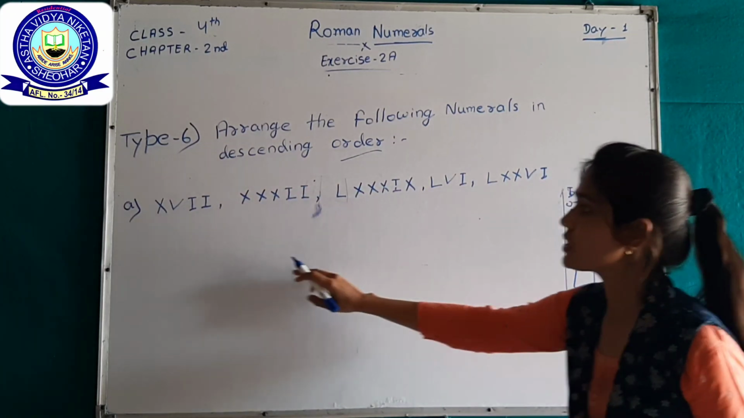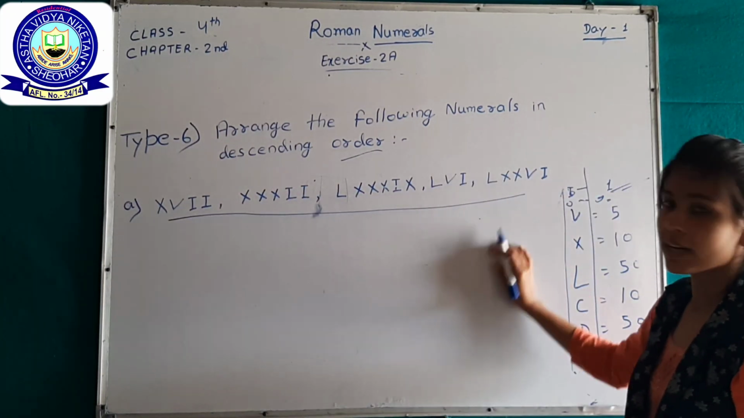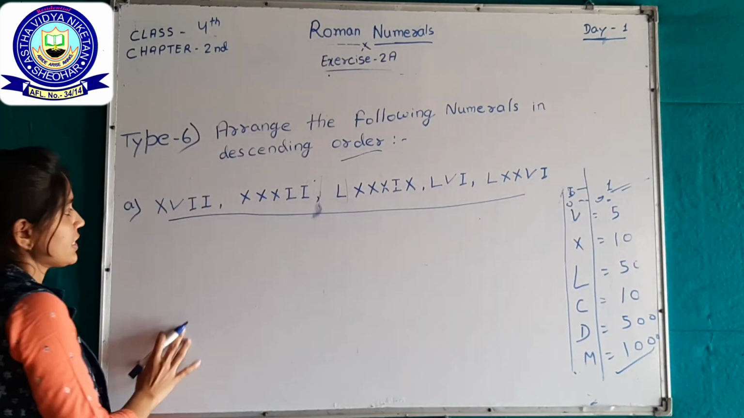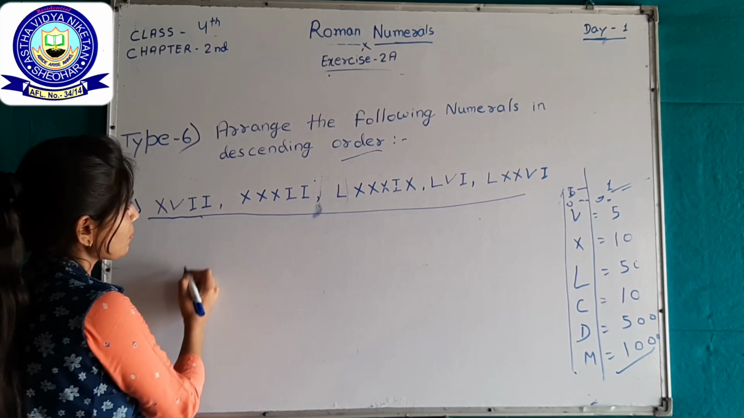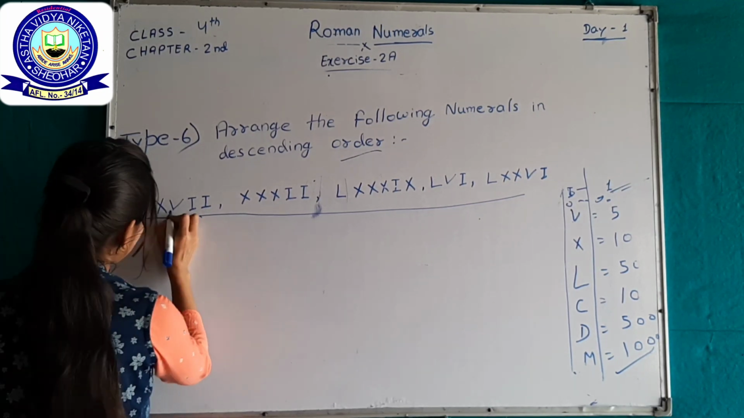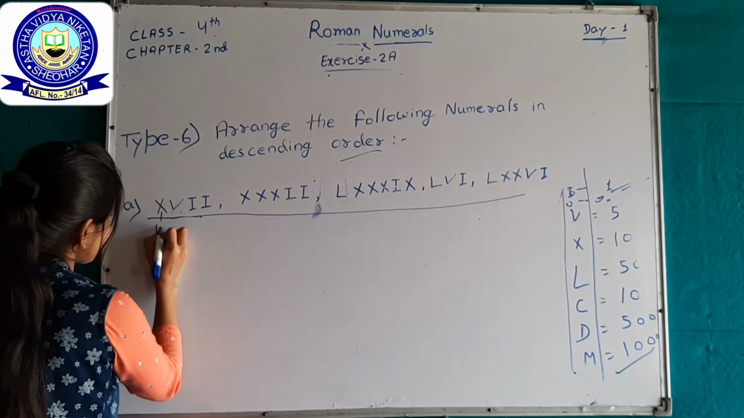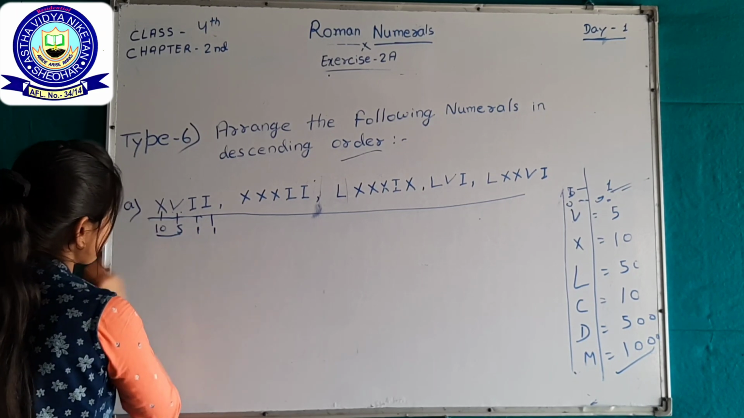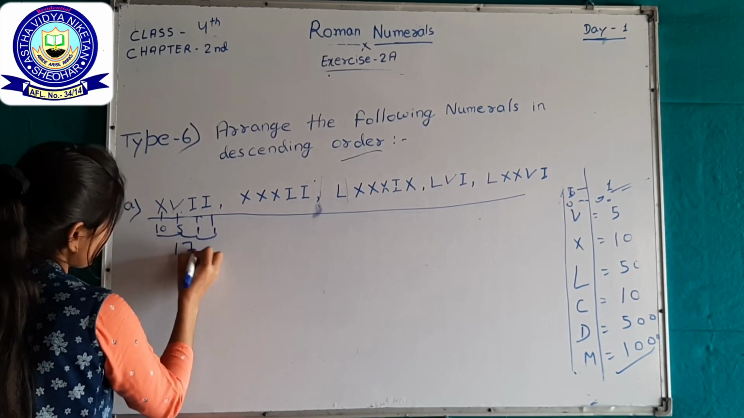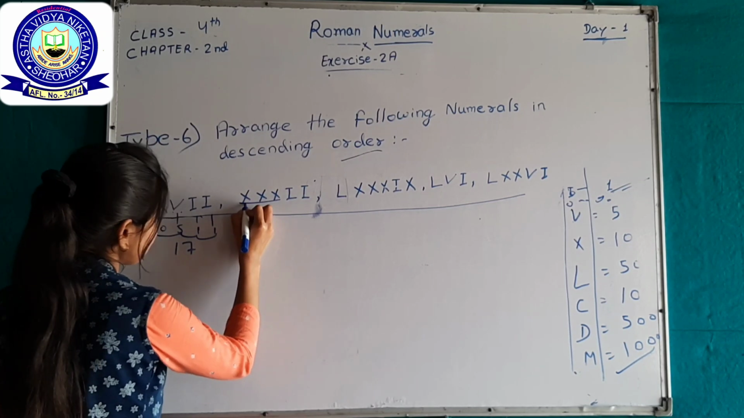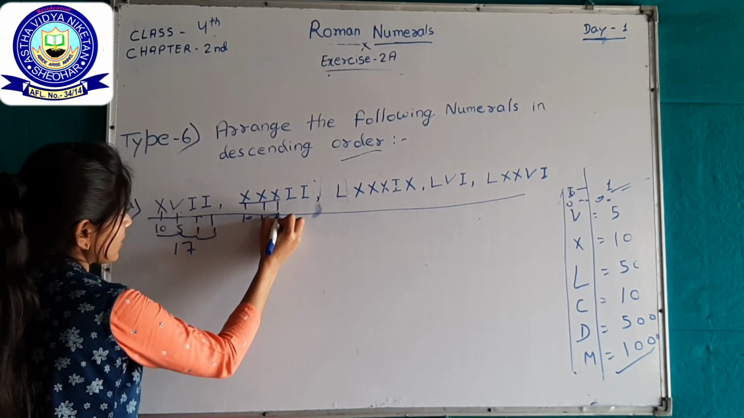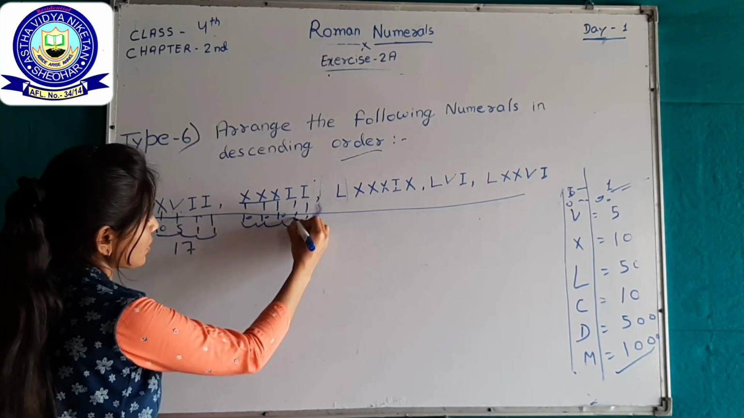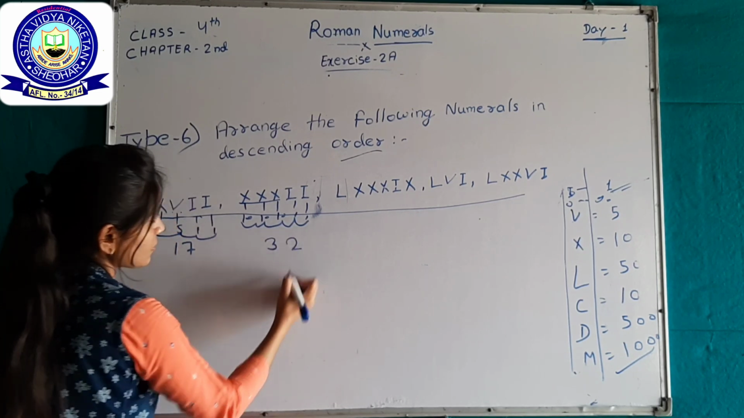You have to write these Roman numerals in descending order. In descending order, first of all, you write the largest number of the given series. You have to write it in Hindu Arabic numerals. XVII: X means 10, V means 5, I means 1 and this I means 1. 10 plus 5, 15, 16 and 17. XXXII: triple X means 30, 10, 10, 10. Double I means double 1. 10 plus 10, 20 plus 10, 30 plus 1, 31 and then 32.